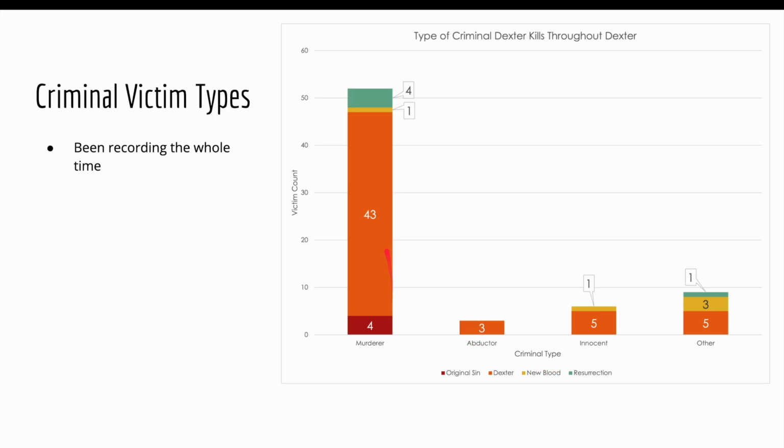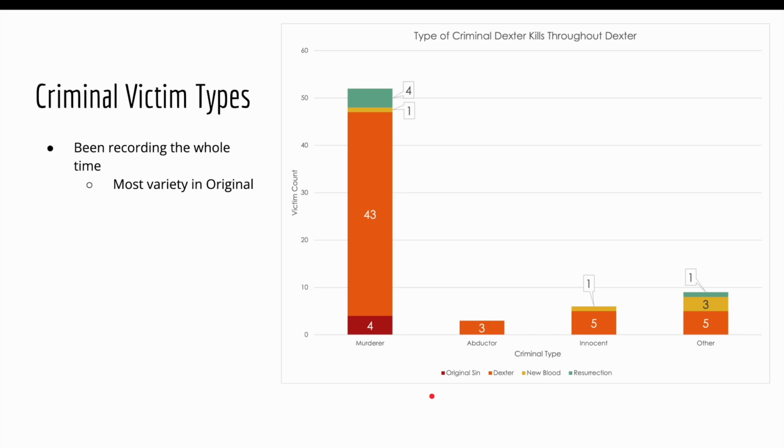Dark red is Original Sin, orange is Dexter, yellow is New Blood, and green is Resurrection. And most of the people he kills are murderers. That doesn't mean they don't do other crimes, it just means that they do murder, and as I've said, murder is the highest in the hierarchy.